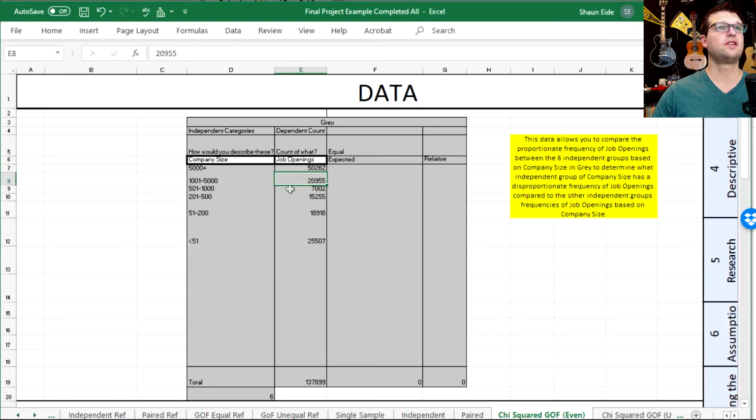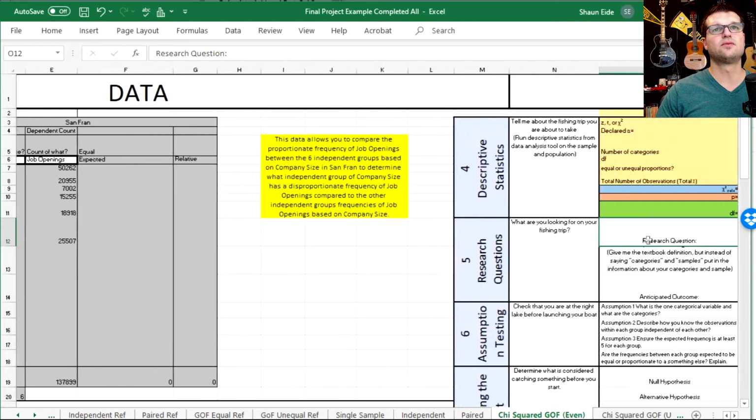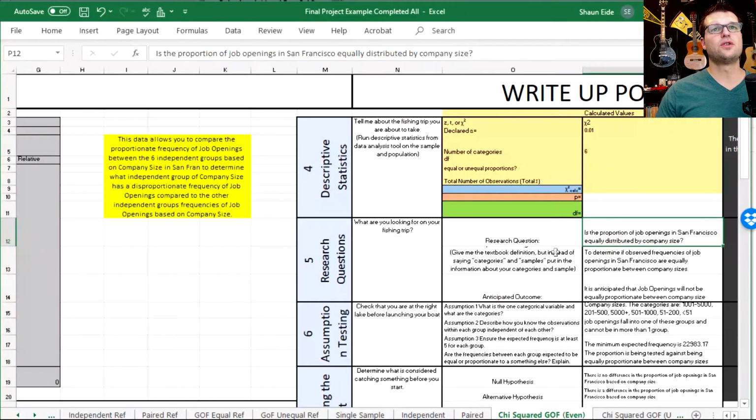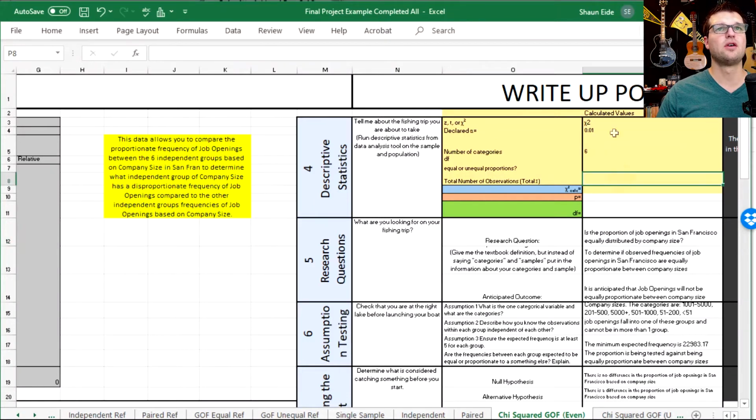Also, this is the company size specifically for companies in San Francisco, I believe. San Fran. We'll go San Fran. Okay, so research question: Is the proportion of job openings in San Francisco equally distributed by company size? That's what we want to know. And once we do that, we can start going through everything else.